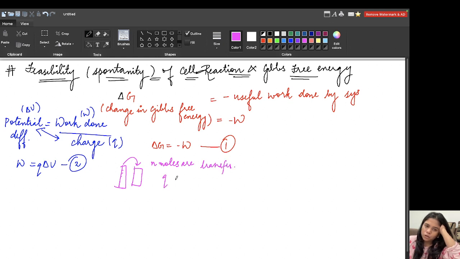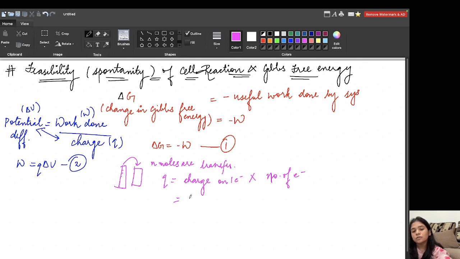So then what will be your Q? Q will be the charge on one electron multiplied by the total number of electrons. Now this is just a theoretical topic: the charge on one electron is 1.67 into 10 raised to the power minus 19 coulomb, multiplied by the number of electrons, that is your n. And the number of electrons, we don't know, right? The number of electrons can be 6.02 into 10 to the power 23.